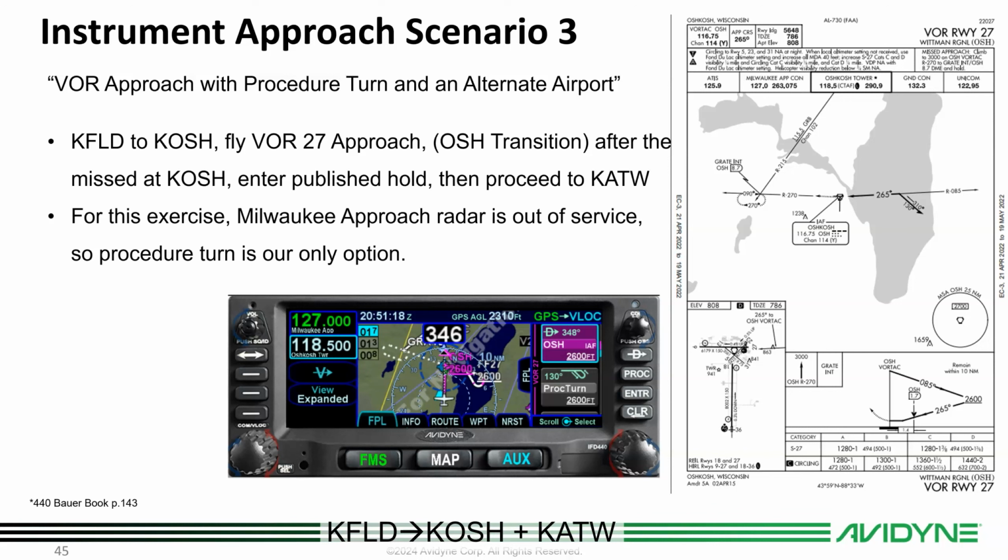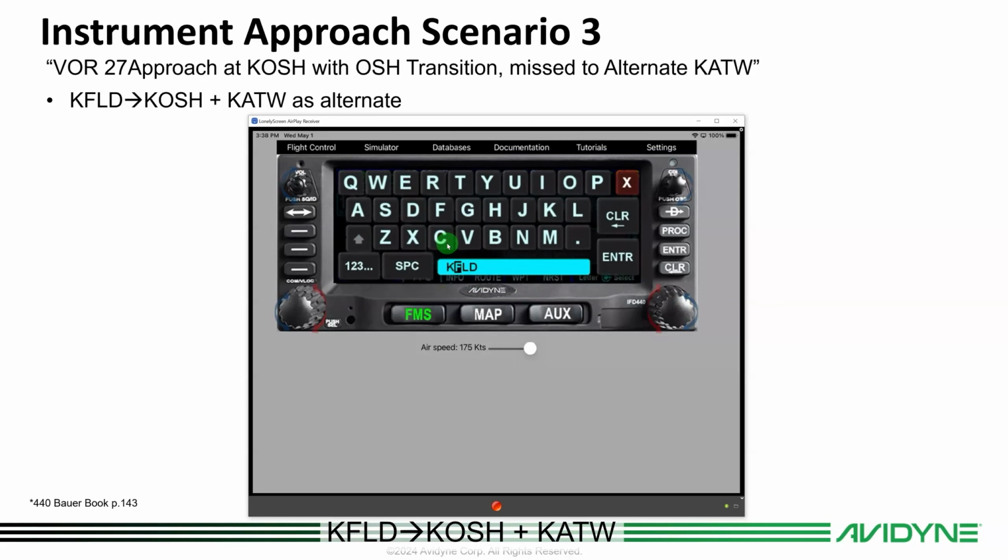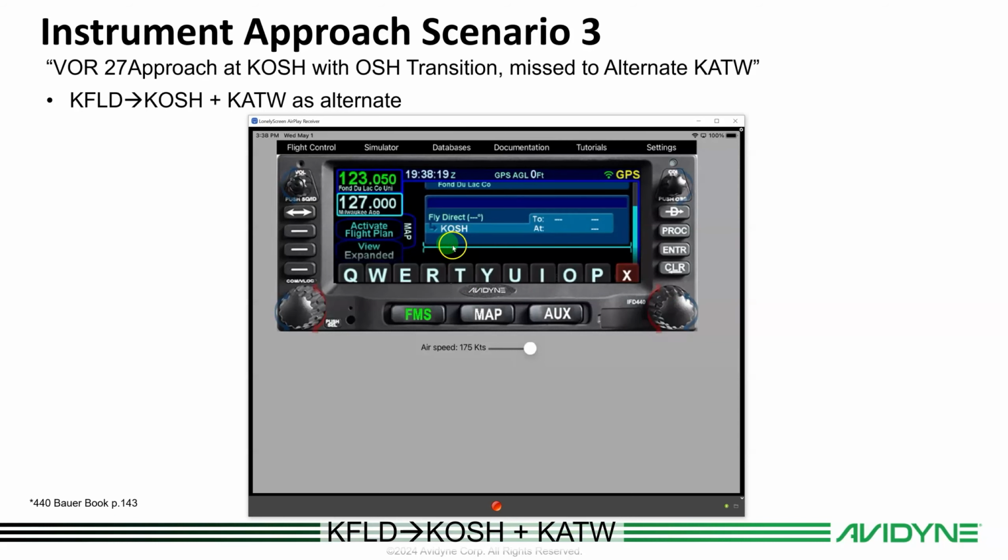So we're going to load two destinations here. We're going to load Oshkosh, and we're going to load Appleton as our alternate airport. Okay, so we're sitting on the ground at Fond du Lac. I've got the simulator paused, and we're going to load Oshkosh, K-OSH, so we're going to enter the airport. We'll fly direct, K-OSH, enter. Then we'll enter Appleton as our alternate airport.